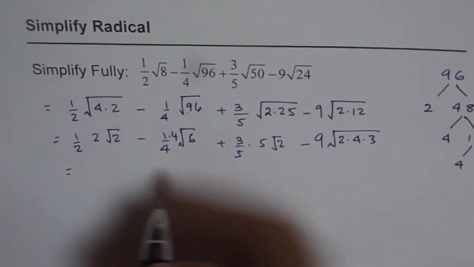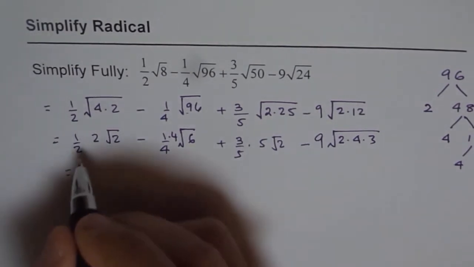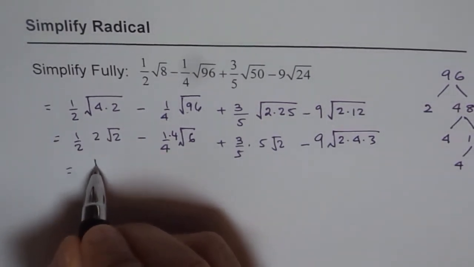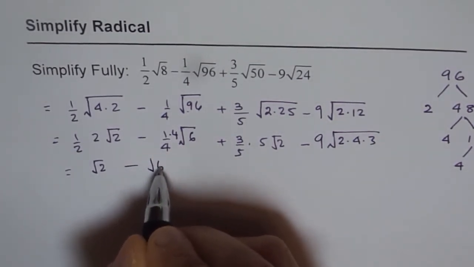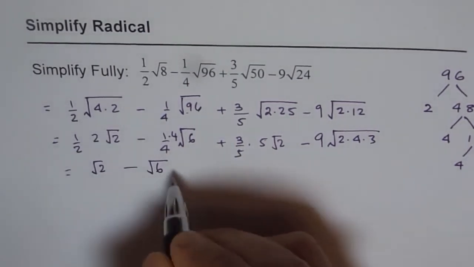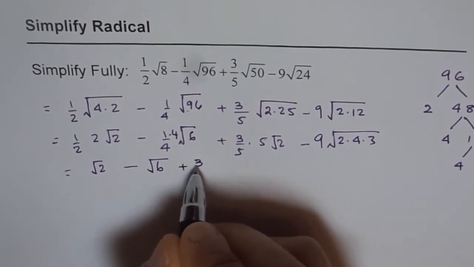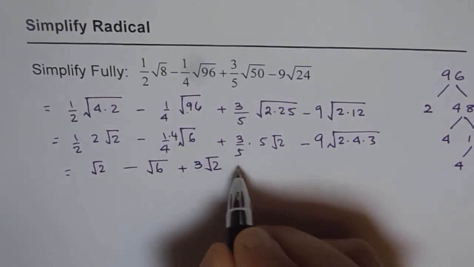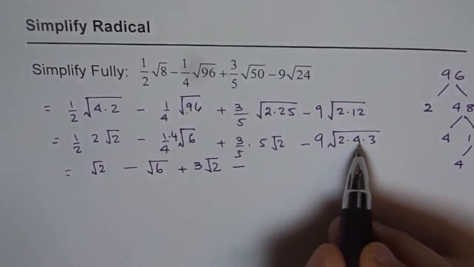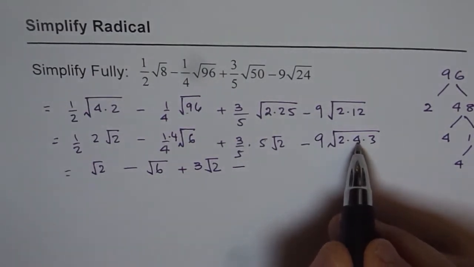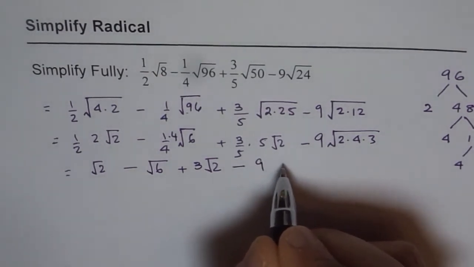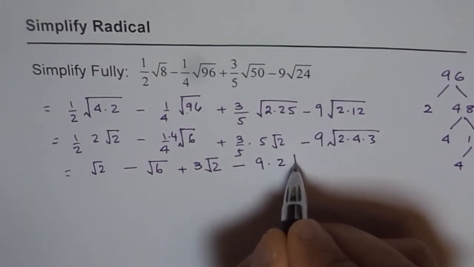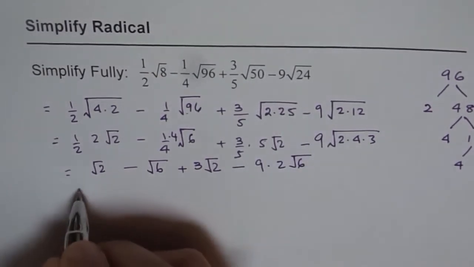So let's continue with our factoring. Now we can see 2 and 2 will cancel out. We're left with square root 2 here. Minus 4 and 4 cancel out, square root of 6 there. 5 and 5 cancel out, plus 3 square root 2. And then we have minus. And here 4 is a perfect square, so we can bring out 2 and are left with 6 inside. So we have minus 9 times 2 and square root of 6, right?